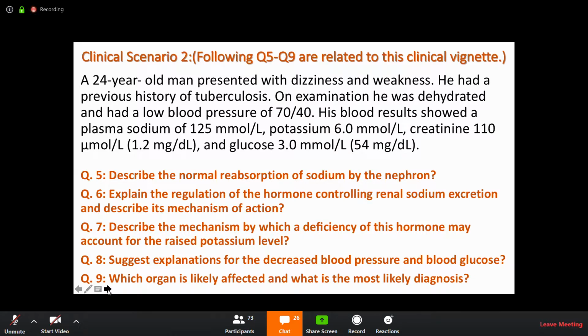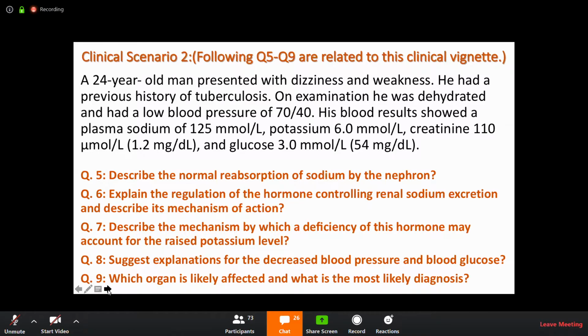So guys, sodium is one of the important electrolytes. Sodium reabsorption by the nephron: sodium is reabsorbed throughout all the segments of the nephron, but it is not secreted. Whatever the filtered amount of sodium is, it is reabsorbed throughout all segments of the nephron, and only 1% is excreted out.